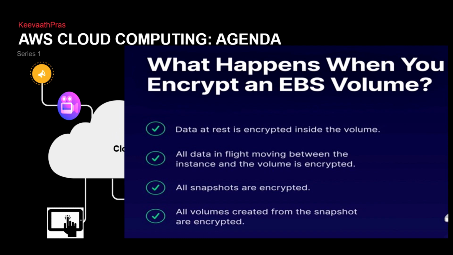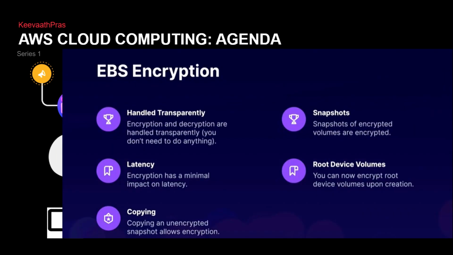So what happens when you encrypt an EBS volume? The data at rest in the encrypted volume is encrypted. All data in flight moving between the instance and the volume is encrypted. All the snapshots are encrypted. All volumes created from the snapshots are encrypted. So see this, the data at rest is encrypted, all data in flight is encrypted, every snapshot that you create is encrypted, and any volume that you create from the snapshot is also encrypted. Encryption and decryption, you do not do anything because it has been handled. It has minimal latency.